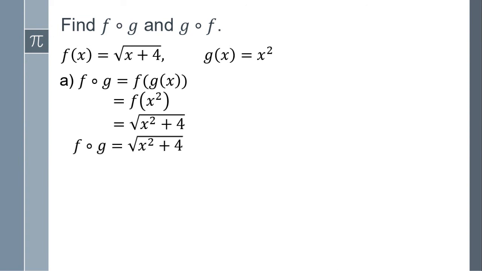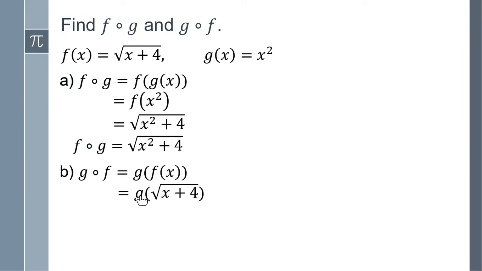Okay, so then let's do the letter b. If we reverse it, we're going to end up with g of the square root of x plus 4. Anywhere I see an x, I'm going to replace it with the square root of x plus 4. And notice that my x is squared, so I'm going to have it squared here. The square root and the square become 1, leaving us with x plus 4.